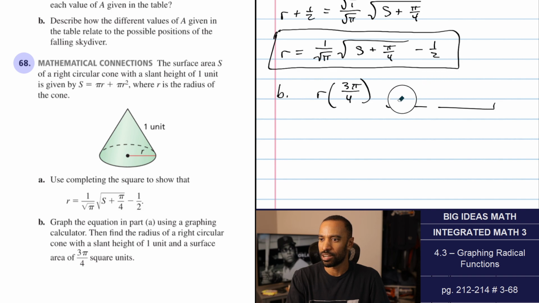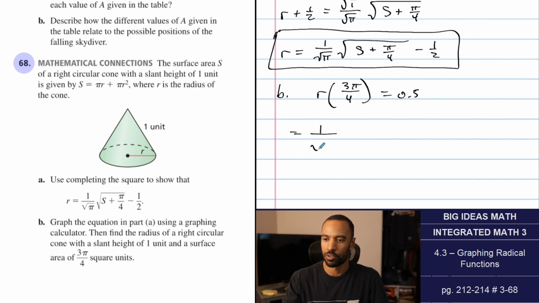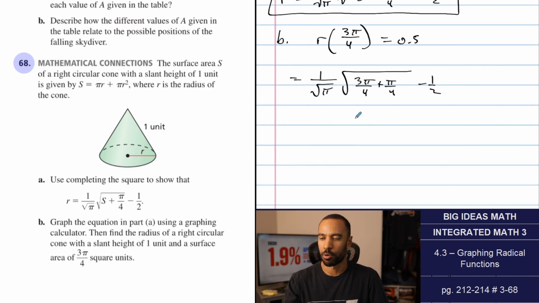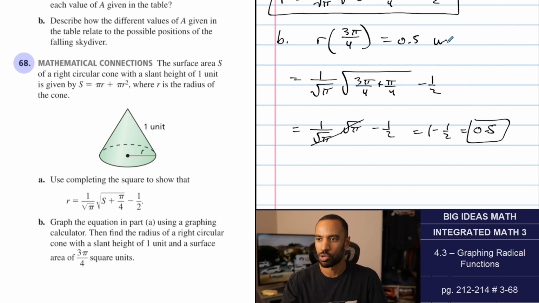Now, could I have done that with the stuff here? Probably. Check this out. Let's try that here. Let's do 1 over square root of pi times the square root of 3 pi over 4 plus pi over 4, minus 1/2. 3 pi over 4 plus pi over 4 is 4 pi over 4, which is pi, right? So that's 1 over square root of pi times square root of pi, minus 1/2. The pi's cancel out. You have 1 minus 1/2, which is 0.5. Okay, so that cleans up anyway. So 0.5 units is our final answer.